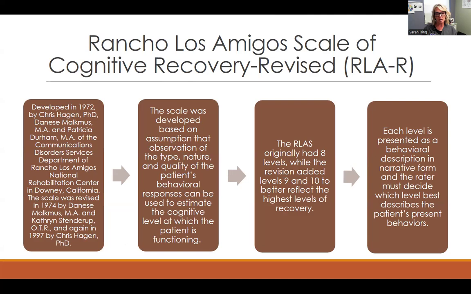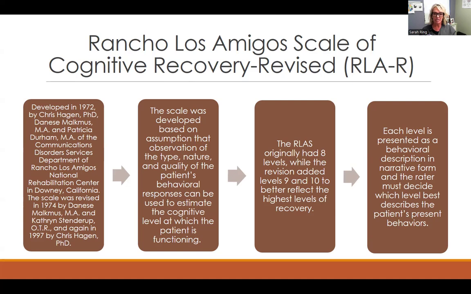So here is a brief overview of the scale, which is termed the Rancho Los Amigos Scale of Cognitive Recovery Revised, or the RLA scale. This scale was initially developed in 1972 at the Rancho Los Amigos National Rehabilitation Center in Downey, California. For those of us in the field of brain injury rehabilitation, it's hard to imagine that this wasn't always a thing.